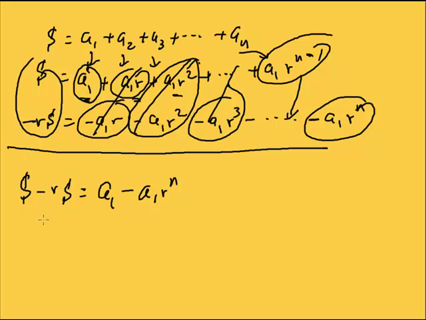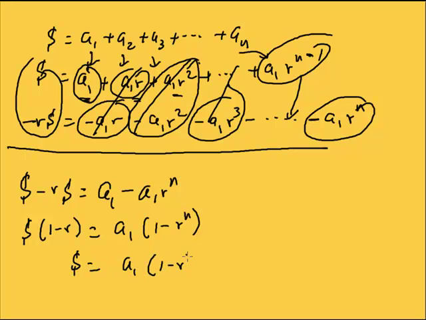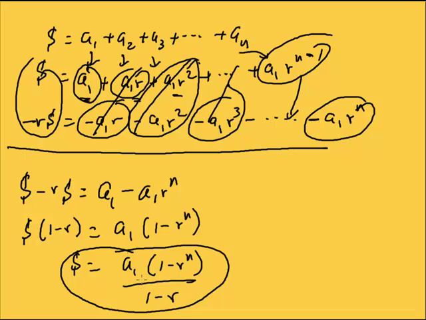We're going to factor out an s from the left side, which gives me s times 1 minus r. On the right side, I'm going to factor out a sub 1, which gives 1 minus r to the n. And then when I divide by 1 minus r, my sum is equal to a sub 1 times 1 minus r to the n, all over 1 minus r. And that is the formula for the sum of a geometric series.